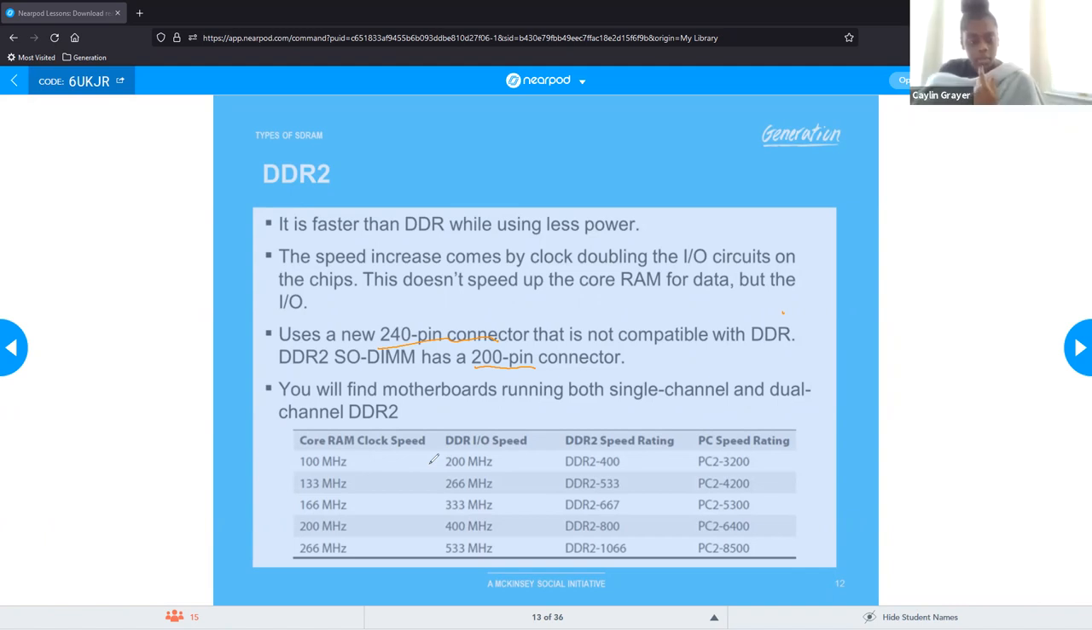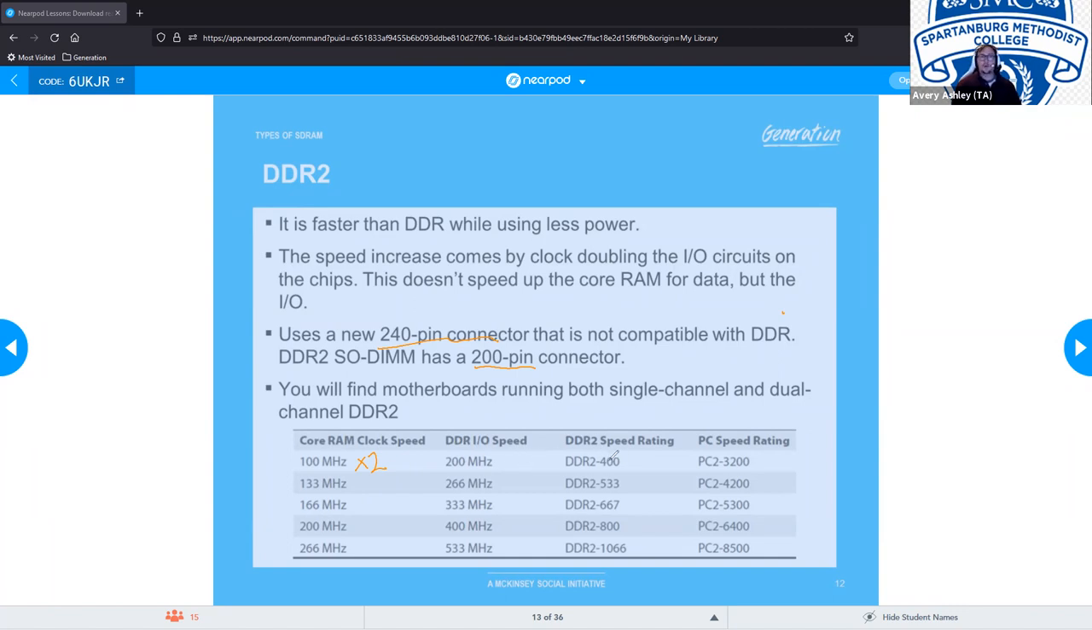Double data. Right. So what do you think we're going to do from the core clock speed to the DDR if it's double data? Multiply by 2. Yeah, we're doubling it. It's in the name. So we're going to multiply by 2. So our 100 megahertz is going to double to 200 megahertz for our DDR input-output speed.